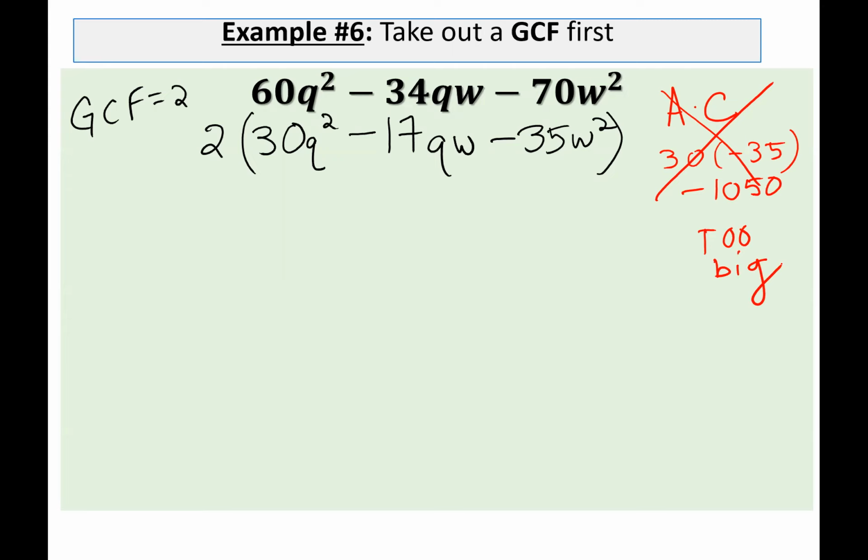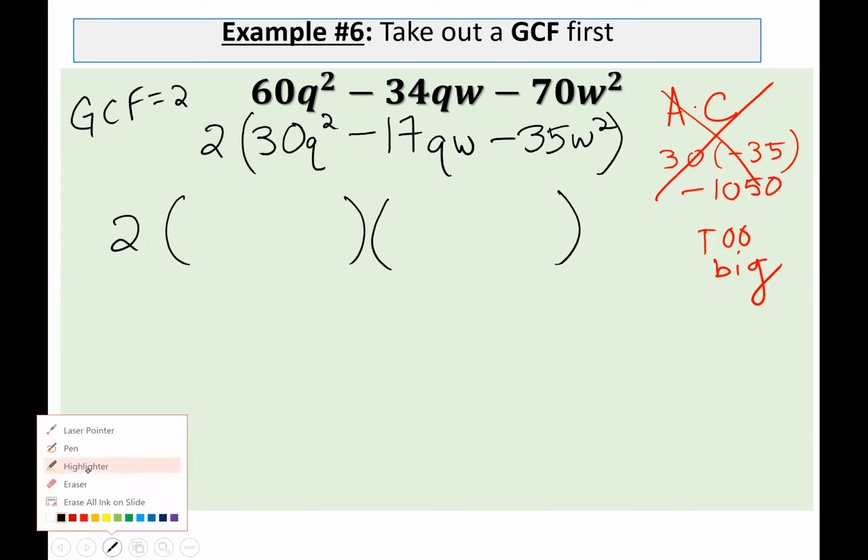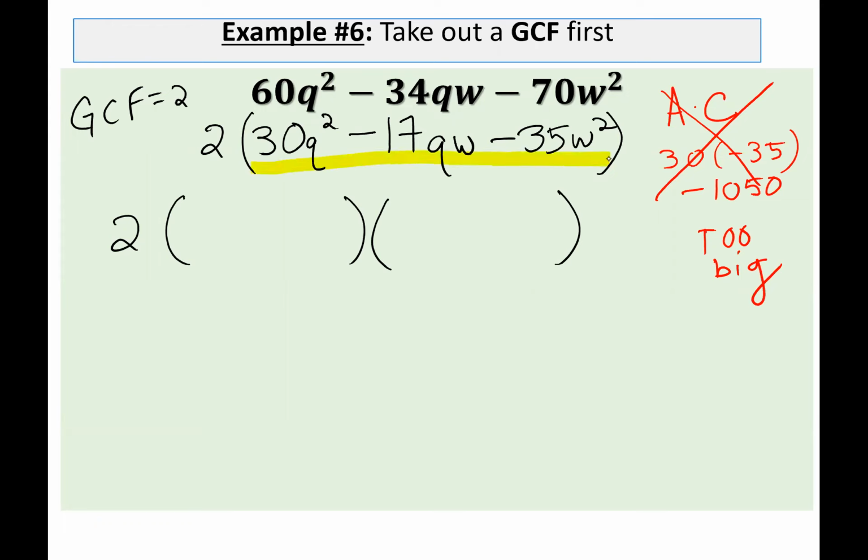So let's use trial and error. What does that mean? Let's go back. I know I have this 2 on the outside. Let's set up some parentheses. Remember what we're focusing on now that we've already taken out the 2: what's in parentheses here, the trinomial 30q squared minus 17qw minus 35w squared. I need my first two terms to multiply to 30q squared.